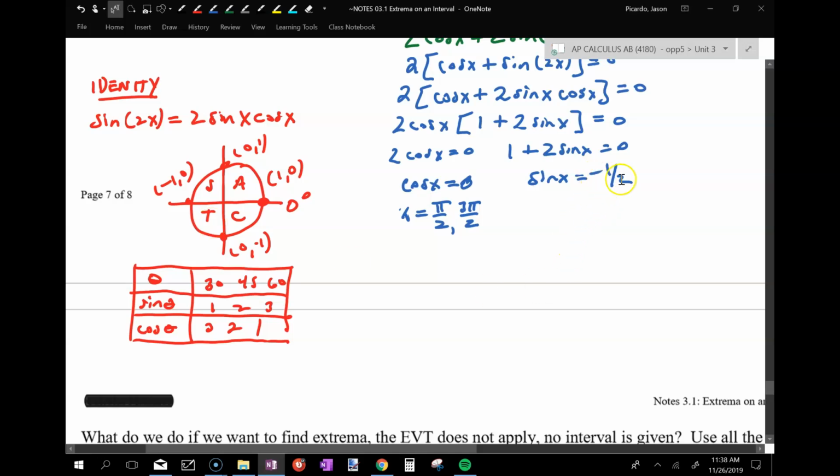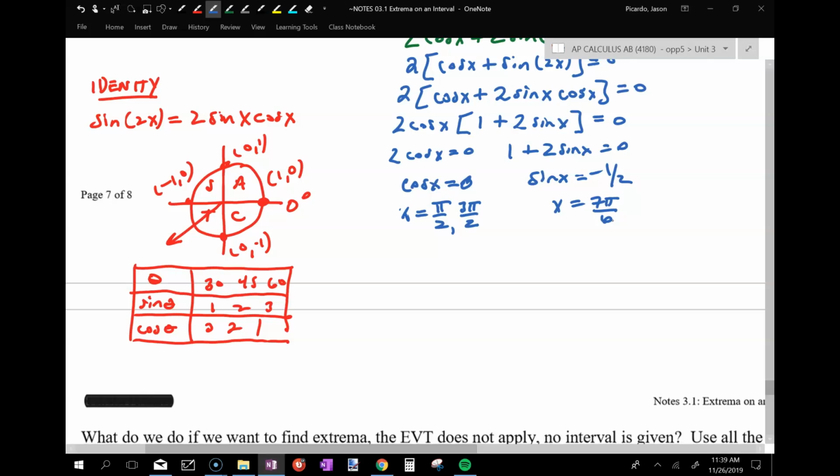Okay, and now where is sine equal to a half? Well, it's when I have a 30-degree angle, right? So if I have a 30-degree angle in here, give me 30 degrees in radians: pi over 6. So if this was 6 pi over 6, then this would be 7 pi over 6. Right? So trig is important. You've got to be able to do a little bit of trig here.